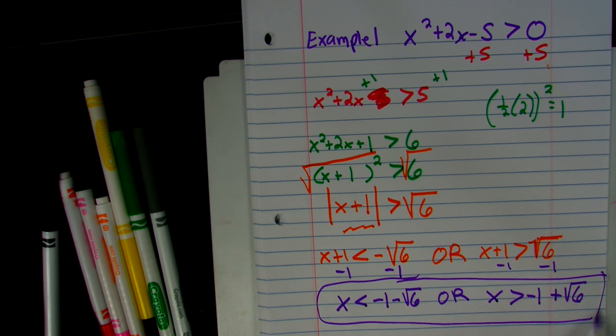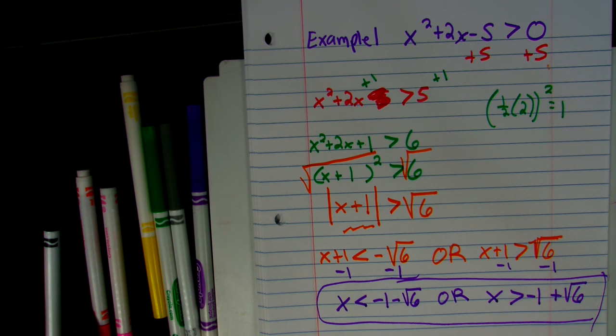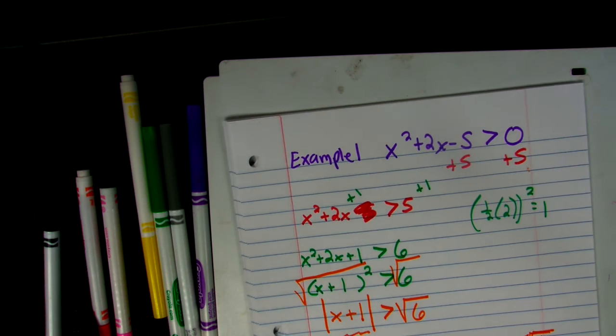So I'm done there. Notice how I did not do a decimal. I just left it as the square root of 6. Please don't do decimals, okay? Just leave them as simplified radicals. All right, let's try another example.